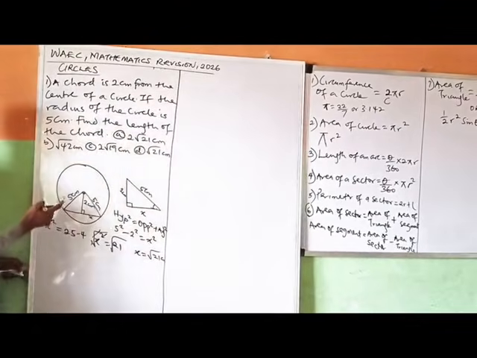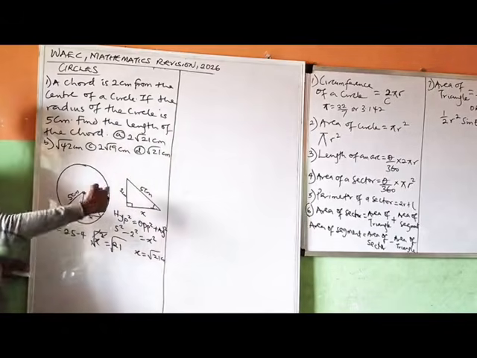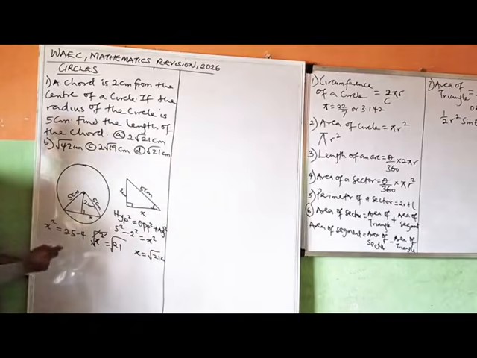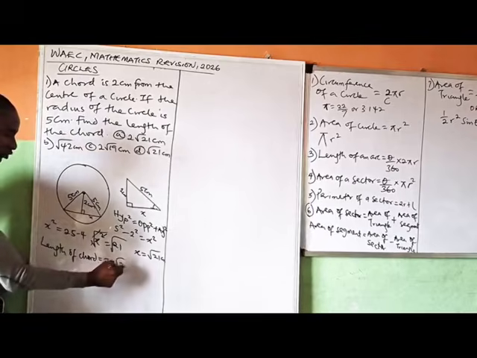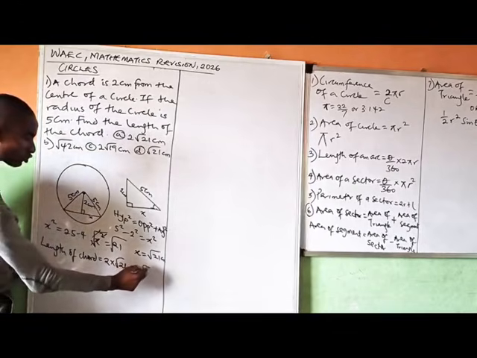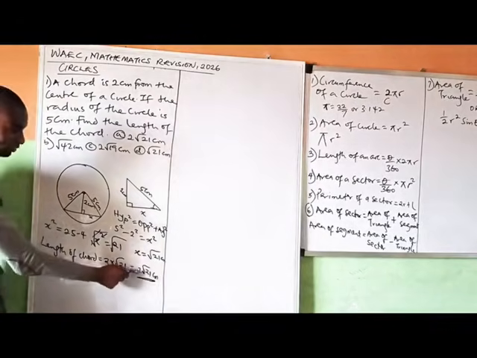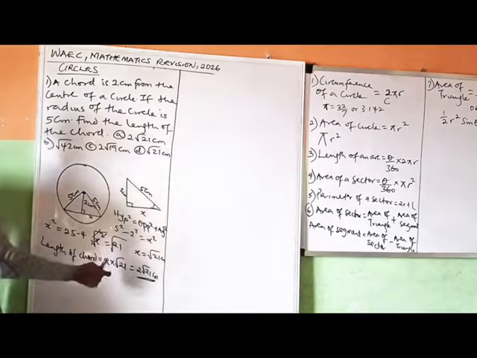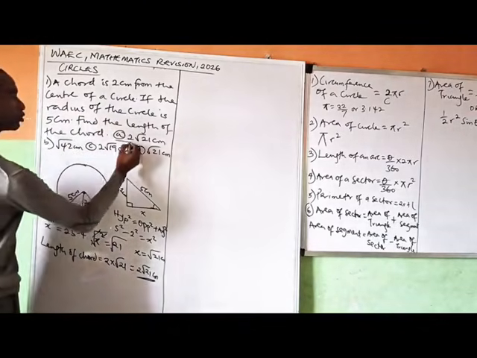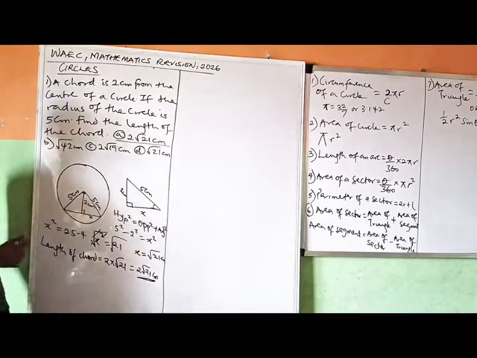But that is not the length of the chord. The question says find the length of the chord. So I multiply root 21 centimeters by 2 to get the length of the chord. The length of the chord will be 2 times root 21, which is 2 root 21 centimeters, not root 42, because 2 cannot multiply what you have under the square root. So the answer is 2 root 21. Do we have that in the options? 2 root 21 centimeters is the length of the chord. Let's look at another example.